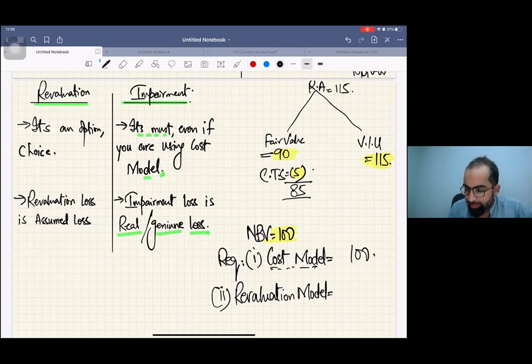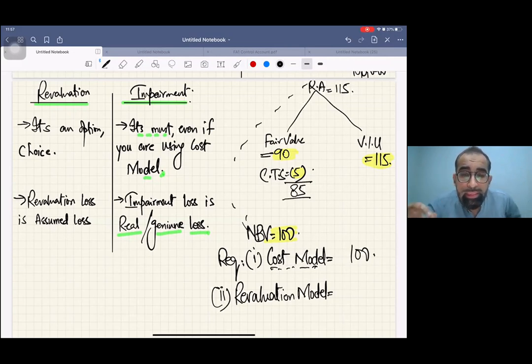Now, revaluation model. Look at here. With revaluation model, again, you do impairment testing. 100 is the NBV and recoverable amount is 115, so no need to do any impairment. Now the things are a little bit technical. With the revaluation model, you have a policy to report the asset at fair value, not fair value less cost to sell.